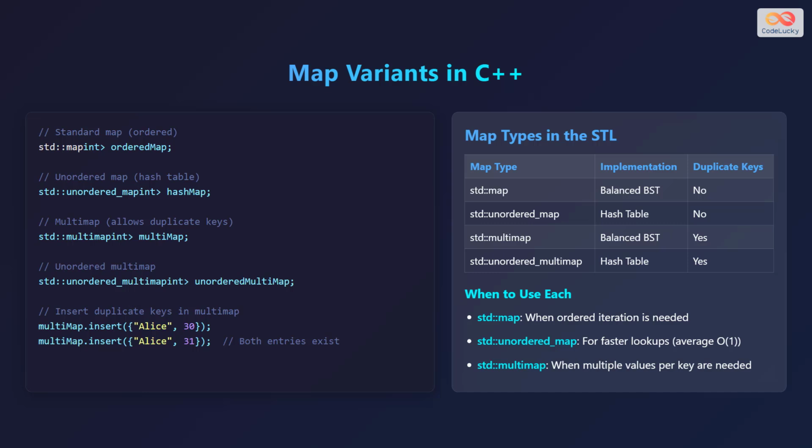Here are the map types in the standard template library. First, std::map is implemented as a balanced binary search tree and does not allow duplicate keys. std::unordered_map is implemented as a hash table and does not allow duplicate keys. A multimap is implemented as a balanced binary search tree and it allows duplicate keys. An unordered multimap is implemented as a hash table and allows duplicate keys. Use std::map when ordered iteration is needed. Use std::unordered_map for faster lookups, average O(1). Use a multimap when multiple values per key are needed.